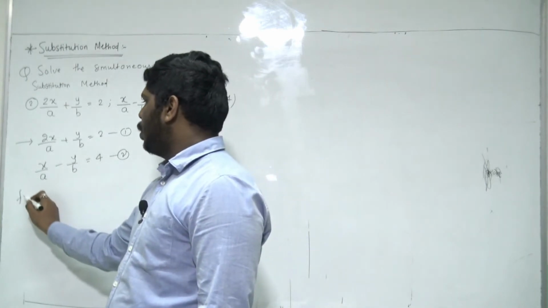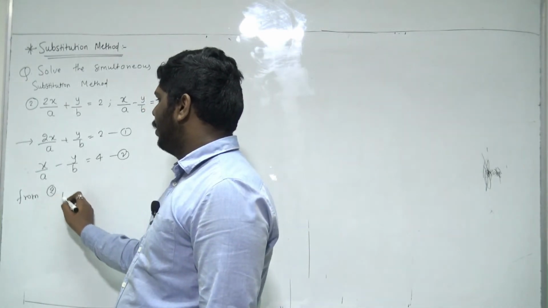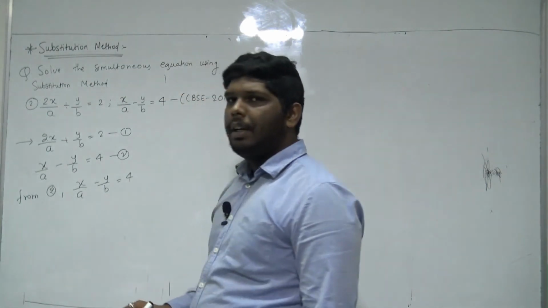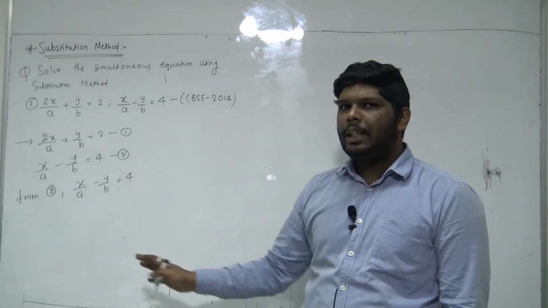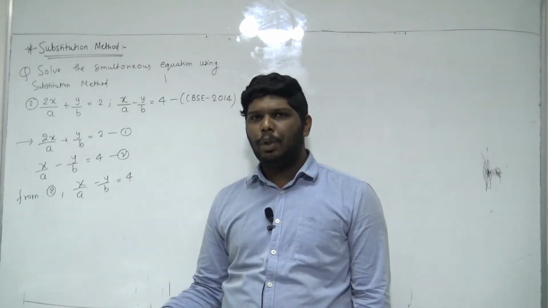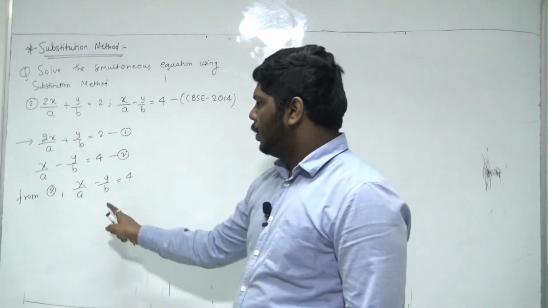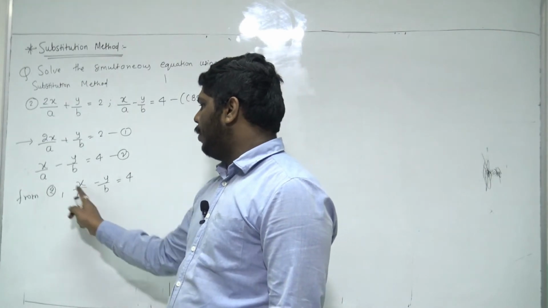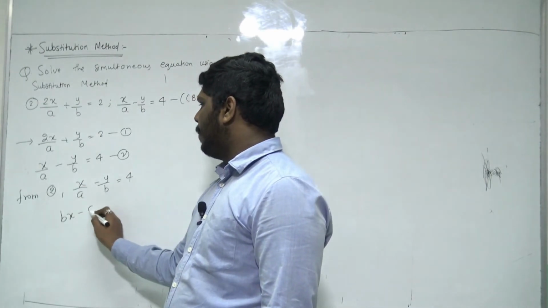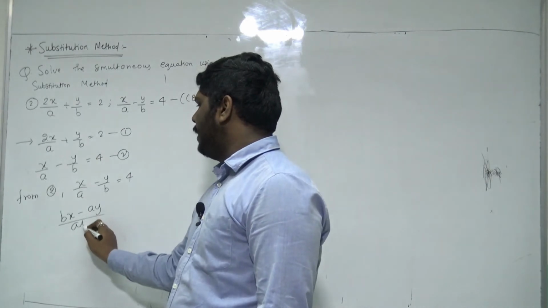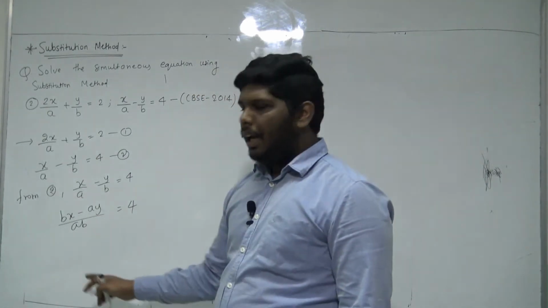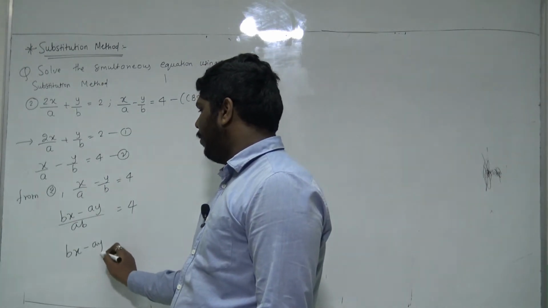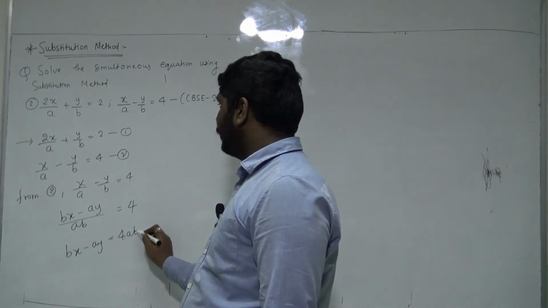So from 2 we have x by a minus y by b is equal to 4, right? Now we have to simplify it in such a way that x will be is equal to something or either y is equal to something. So let us go for x only. So here you have to take the LCM first. Without LCM we cannot proceed. So this will give you bx minus ay upon ab is equal to 4. If you transfer ab over there, it will be multiplied. So bx minus ay is equal to 4ab, right?